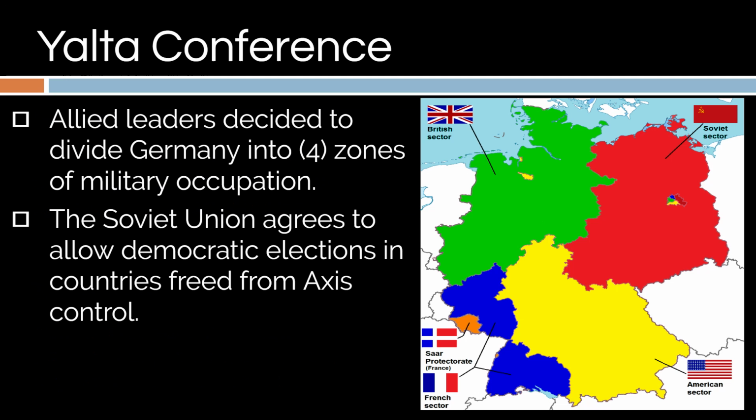So we divide them into four. We divide them into 4 zones, and each of the allies gets a zone that we help rebuild in. The Soviet Union, as you can see on the right, gets a pretty big zone of their own. They've conquered all of that territory back from the Germans that they lost.